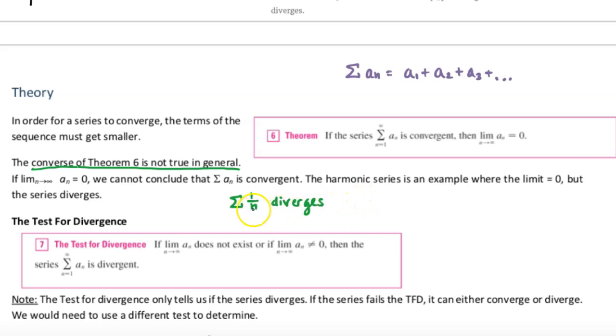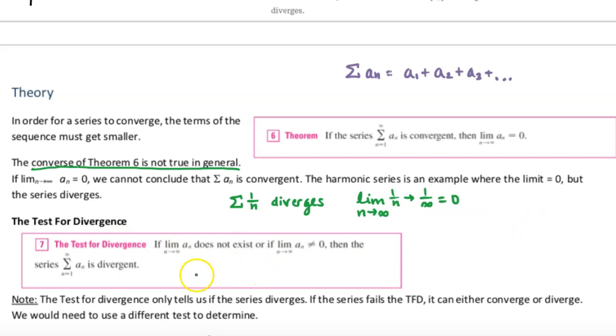But if we were to show that it diverges by showing that the limit of 1 over n as n approaches infinity, we know that this is going to be 0, right? As my denominator approaches infinity, this is going to give me a limit of 0, but just because the limit of a sub n is equal to 0 doesn't necessarily mean that this converges. It just means that if the limit's not equal to 0, I can automatically determine that this diverges. And so this is our test for divergence.